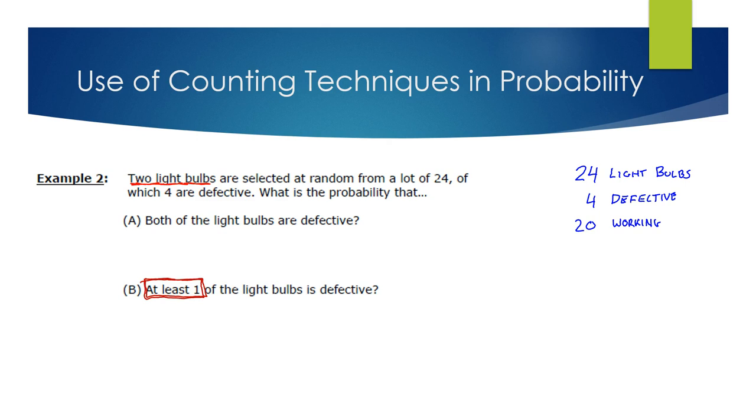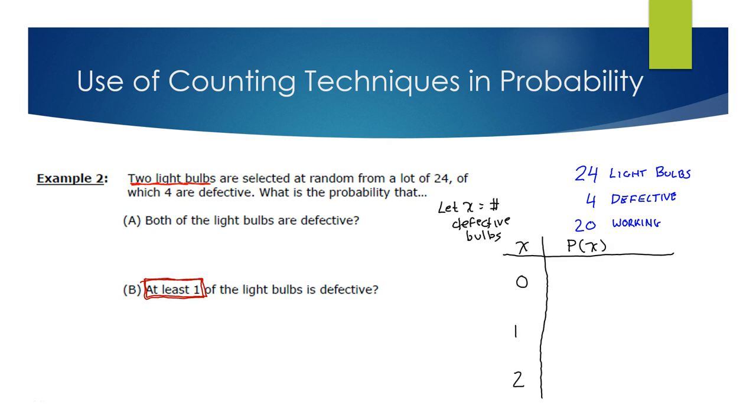I also see "at least 1" at the bottom there, which could sometimes be a little bit on the complicated side, because that means 1 or more. And there's different ways of me handling it. So for me to answer both these questions, it might be a good idea for me to set up a probability distribution table, where I'm going to let X be the number of defective bulbs. And really, because of the way it's described here, 0, 1, and 2 are my only possible outcomes. I can either have 0 defective light bulbs, 1 defective light bulb, or 2 defective light bulbs, because I'm only picking 2.